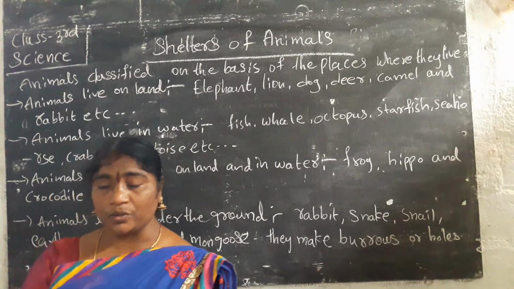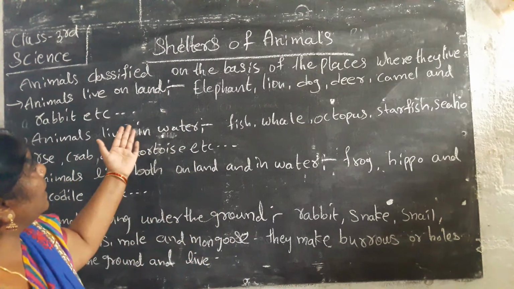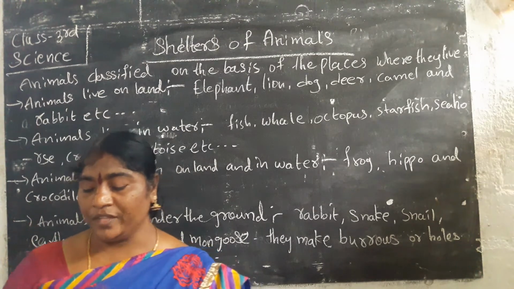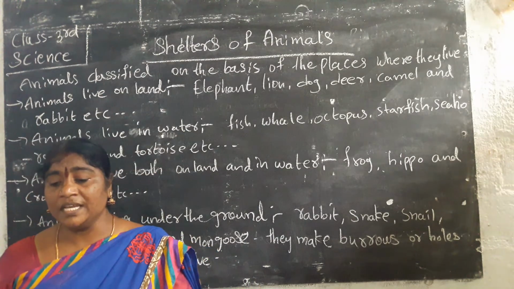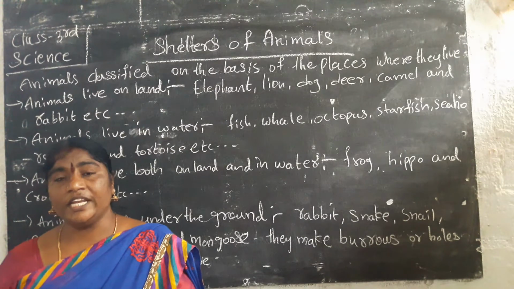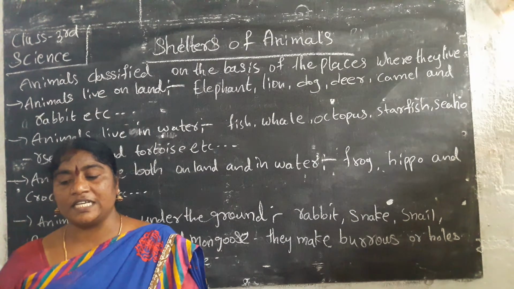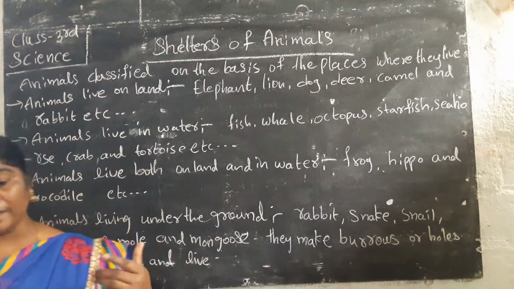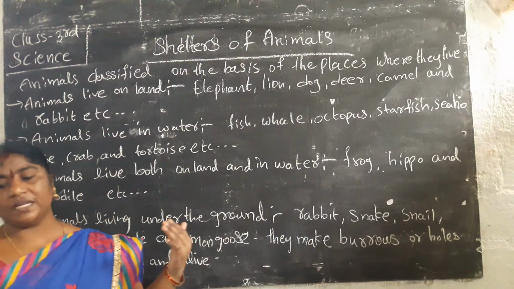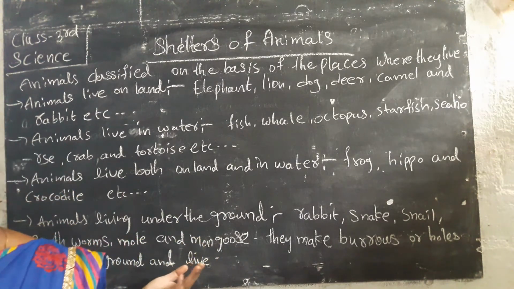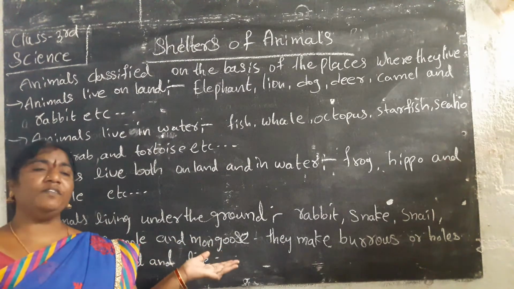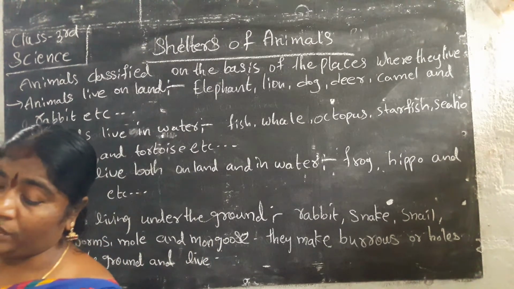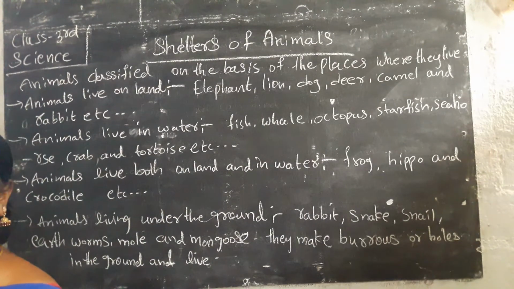Now in this lesson, we have the shelters of animals. What are the shelters of animals? In this lesson we have to learn the classification of animals. Yes, we see different animals in and around us. Animals can also be classified on the basis of the places where they live. Some animals live on land, some live in water, some live in both water and land, and some live underground. They live in different types of places.